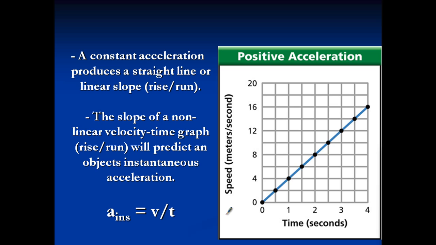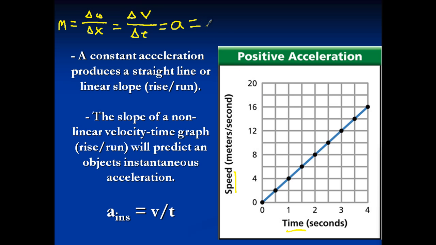So a constant acceleration produces a straight line or a linear slope. We remember what slope is? Rise over run. M, which is the mathematical symbol for slope. Rise, change in y, over a change in x. But if we look at our values on our x and y axes, speed, so a change in speed or velocity over a change in time. So the slope of a speed versus time graph gives us acceleration, delta v over delta t.